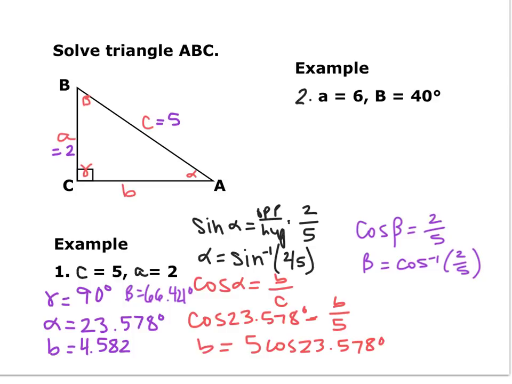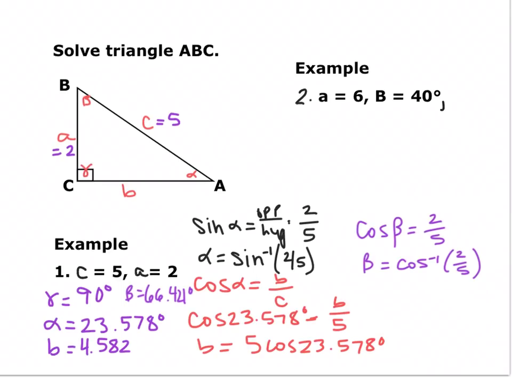You could have also said the cosine of beta is the adjacent side 2 over the hypotenuse 5, which is the way that I wrote it out here. Or you could have also said that the sine of beta is equal to opposite side b, which you just found, over hypotenuse side 5. Either way, or any of those ways, you should have gotten that beta was 66.421 degrees. So now go ahead and pause the video and try example number 2.